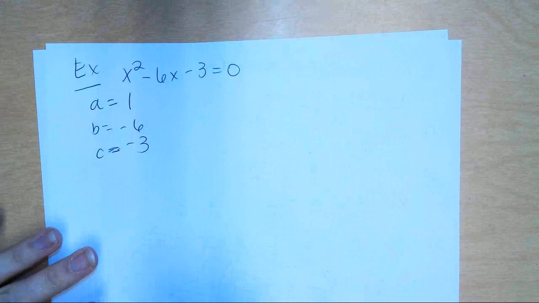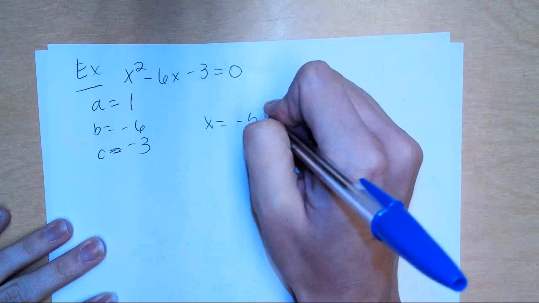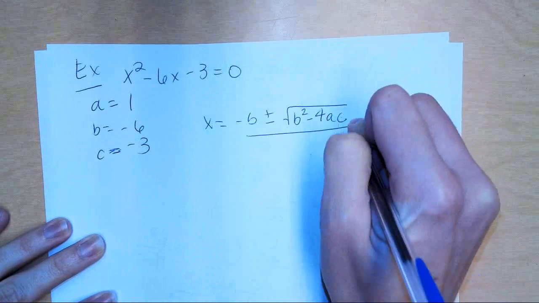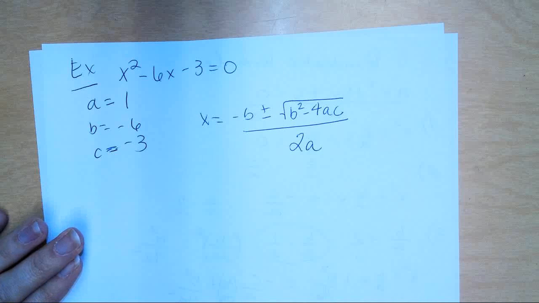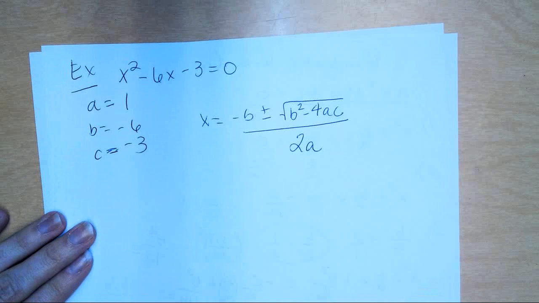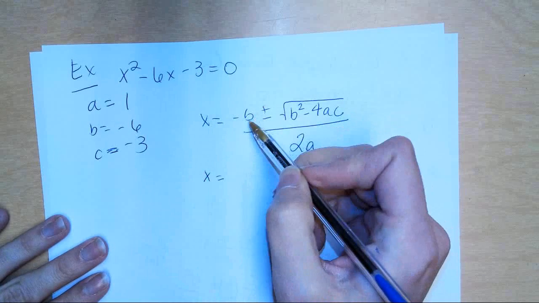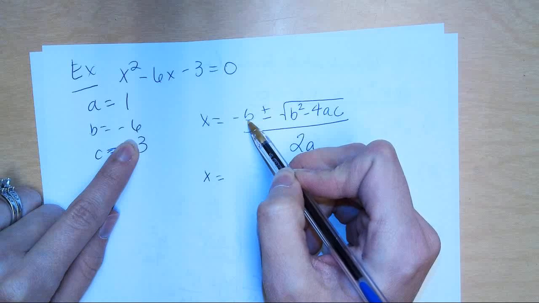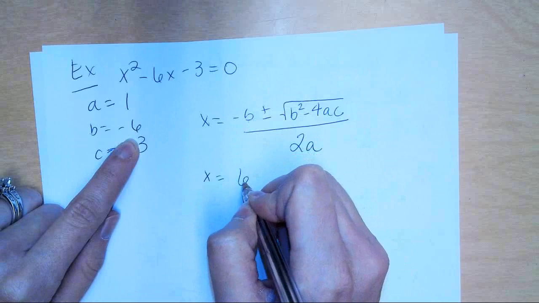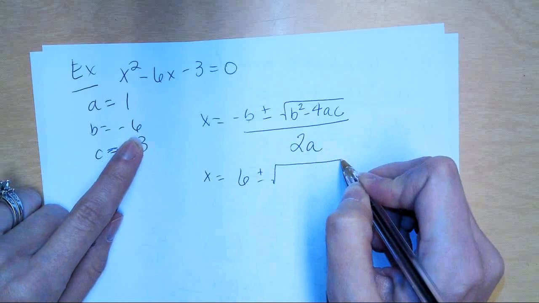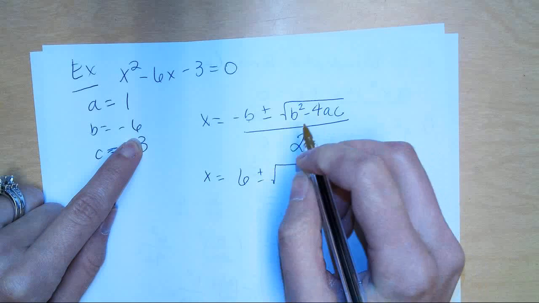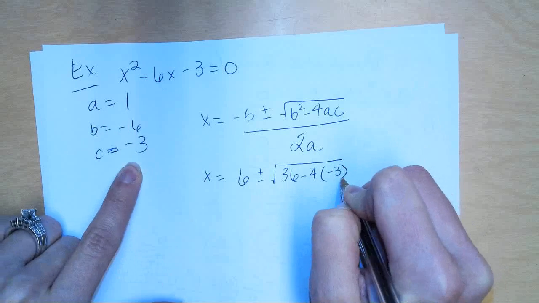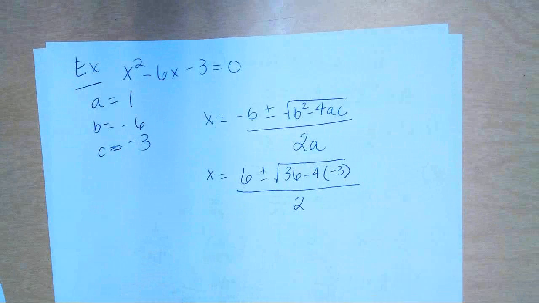So the quadratic formula is negative b plus or minus... Okay, y'all are awesome. Here we go. We're going to plug it in. B is negative 6 already, so negative 6 becomes positive 6, plus or minus, what is b squared? 36 minus 4 times 1 times negative 3, all over 2 times 1, which would just be 2.